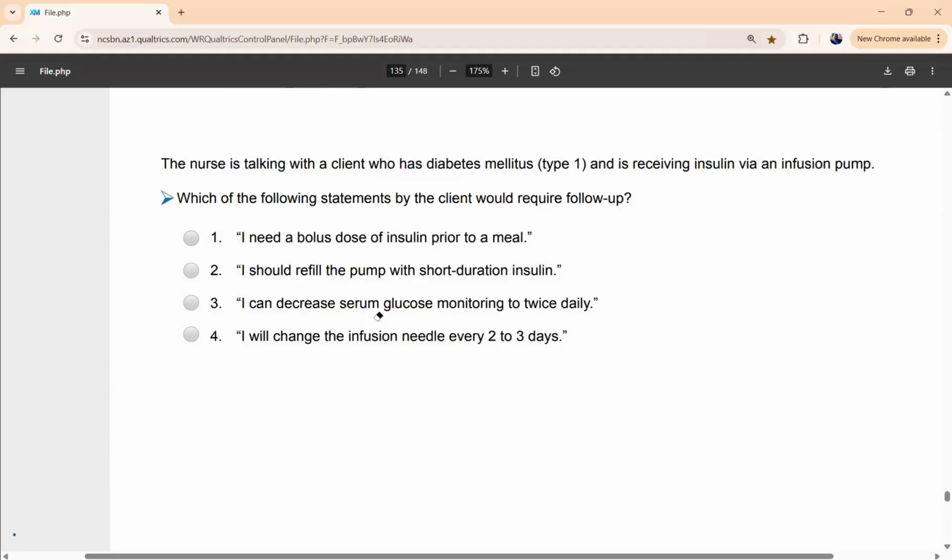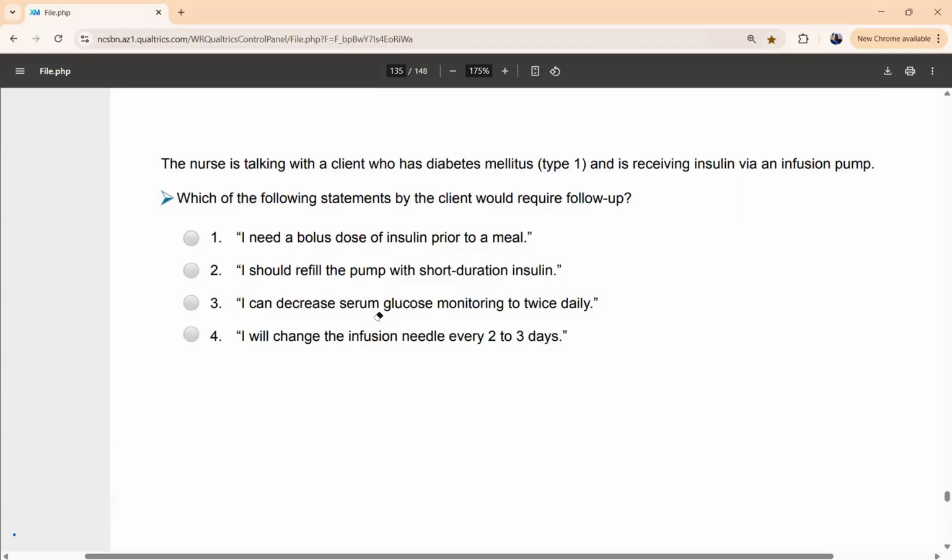So one, I need a bolus dose of insulin prior to a meal. Okay. So I need a bolus dose of insulin prior to a meal because I know whenever you get insulin, you need to have a plate with you. So that's correct. Two, I should refill the pump with short duration insulin. So I don't understand what they mean by short duration. I'll put a question mark.